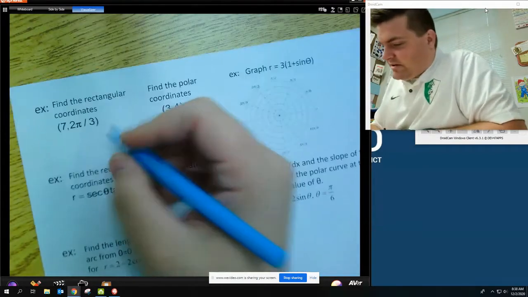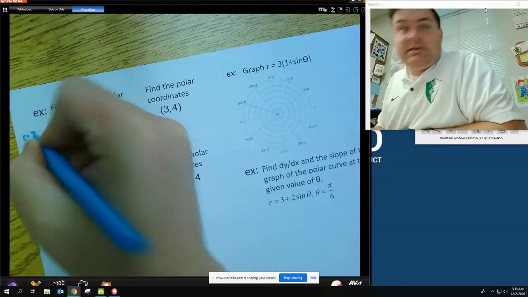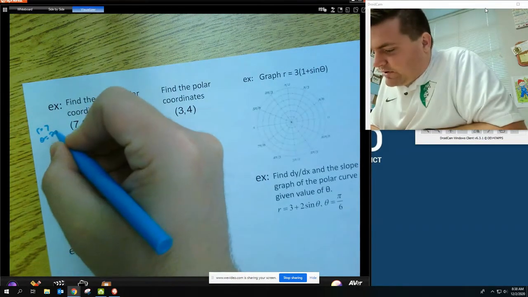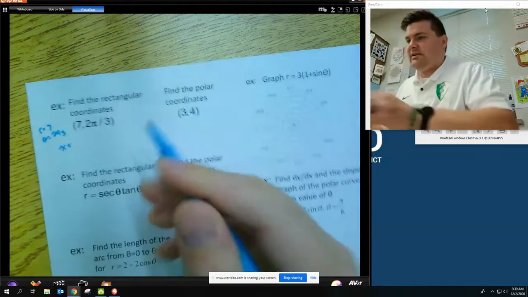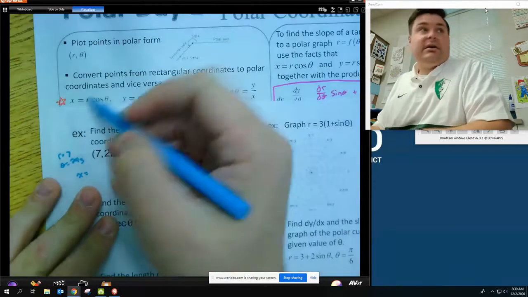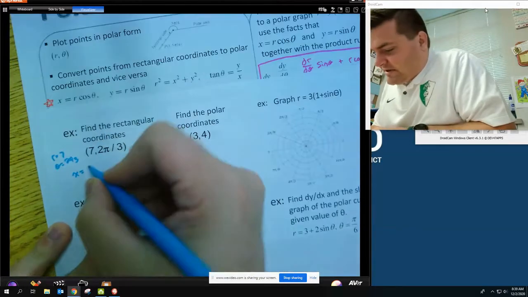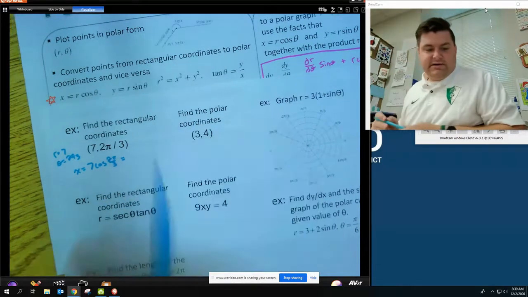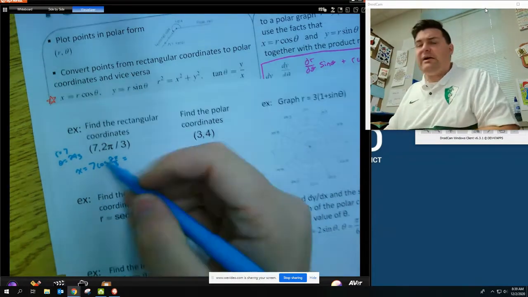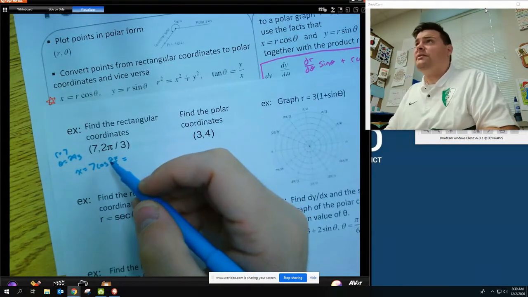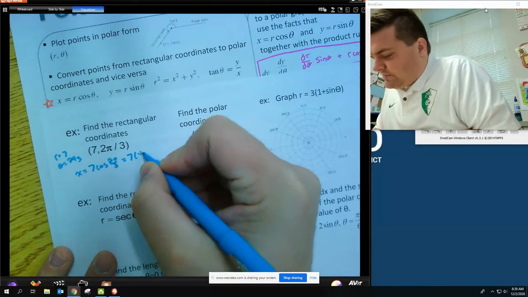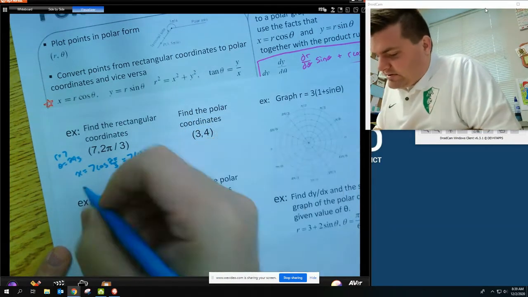So I have r, so r is 7, and theta is equal to 2 pi over 3. So since x is r cosine theta, it's going to be 7 cosine of theta, which is 2 pi over 3. All right, and that's going to give us cosine 2 pi over 3. That is in the second quadrant, so it's 1/2, so it's negative 1/2. So I'm going to get 7 times negative 1/2, which is negative 7/2.